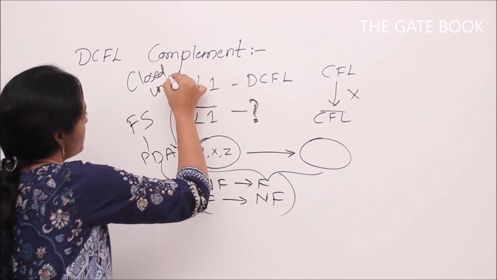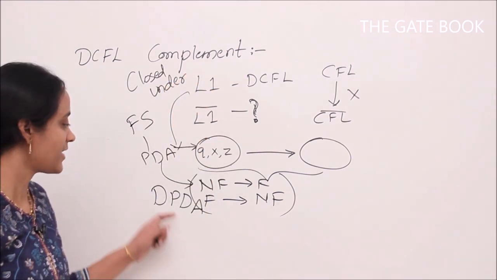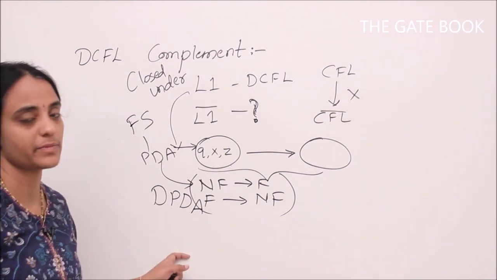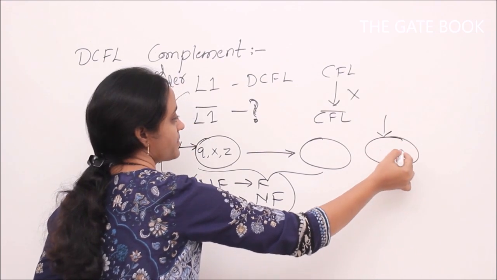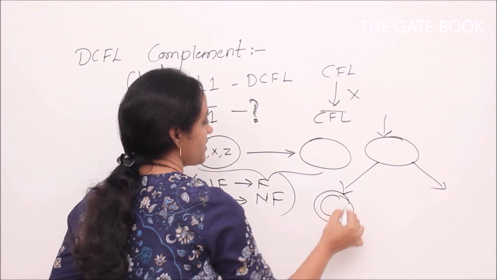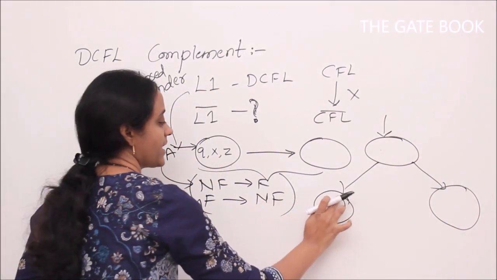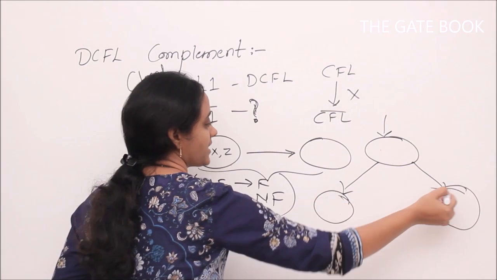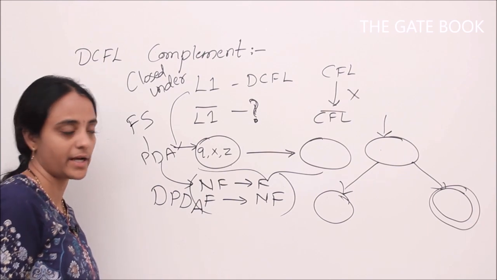Then why can't we do the same thing for CFLs? Why are we doing it only for DCFLs? For CFLs we can't do this because for some state and the same input there can be two moves, and assume one of them is final and one of them is non-final. Then when we interchange, we make this non-final and this final. That means the same string will still be accepted, right?